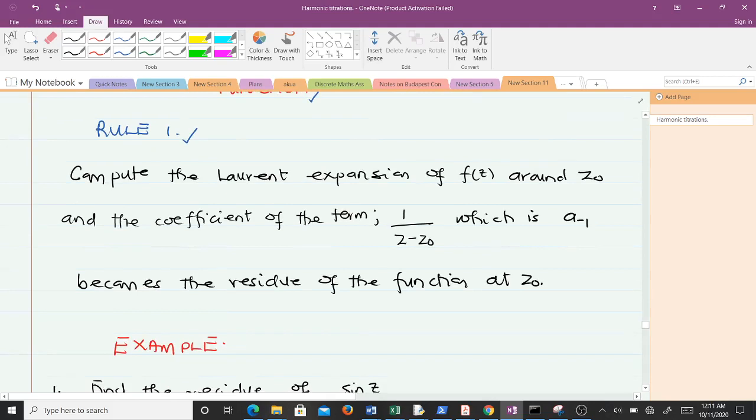It says that you have to compute the Laurent expansion of f of z around z naught, and the coefficient of the term 1 over z minus z naught becomes the residue of the function at z naught. And I hope this is clear from the definition of what a residue is, so we all understand that. So let's solve one example, okay, and you will get what we are saying.